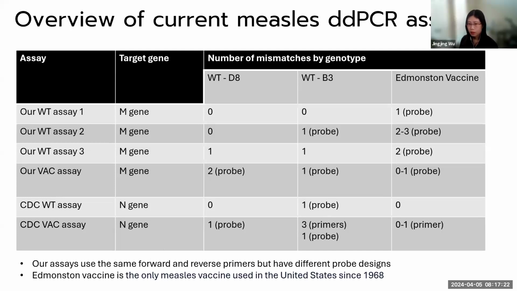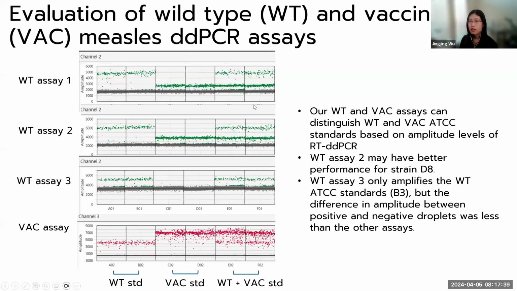So ideally, our wild type assay can selectively amplify the wild type strains or distinguish between the wild type and vaccine strains. And then we can also use our vaccine assay as another source to confirm the result. Now I'm presenting the evaluation results of our measles ddPCR assays. The results were based on the direct quantification of heat-inactivated ATCC standards, B3 and the vaccine strain, using different assays. The figure shows the ddPCR results of wild type assay 1, 2, 3, and the vaccine assay.